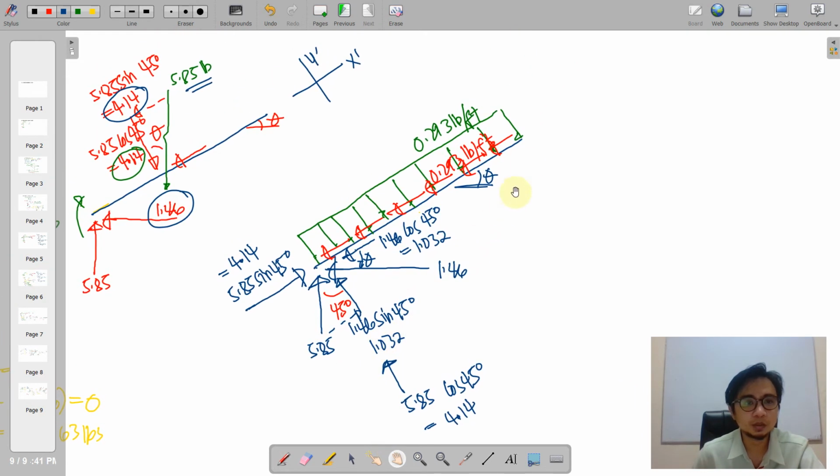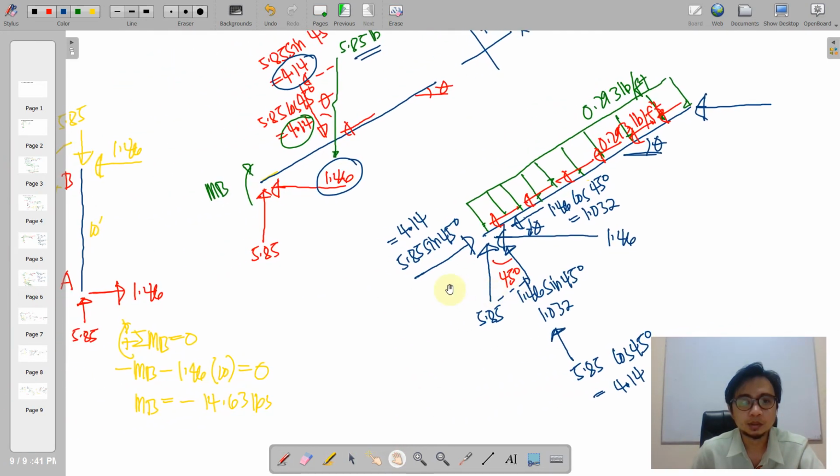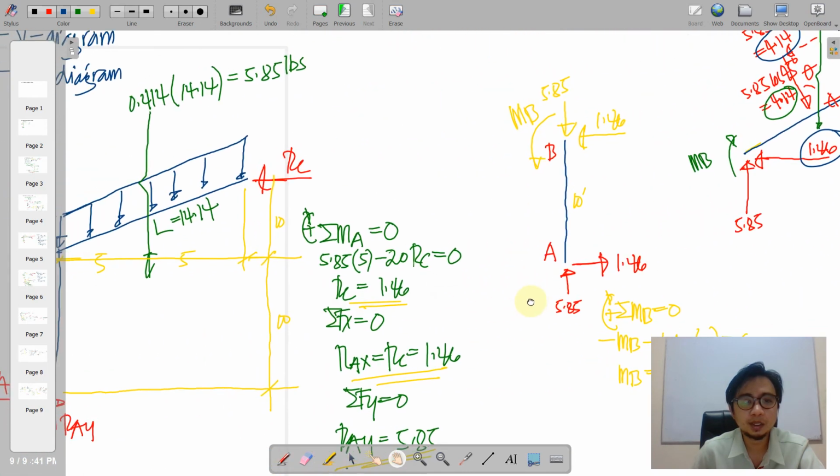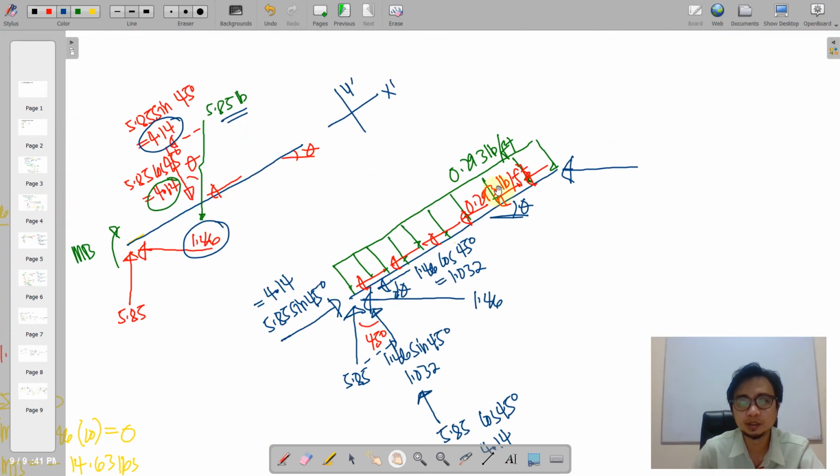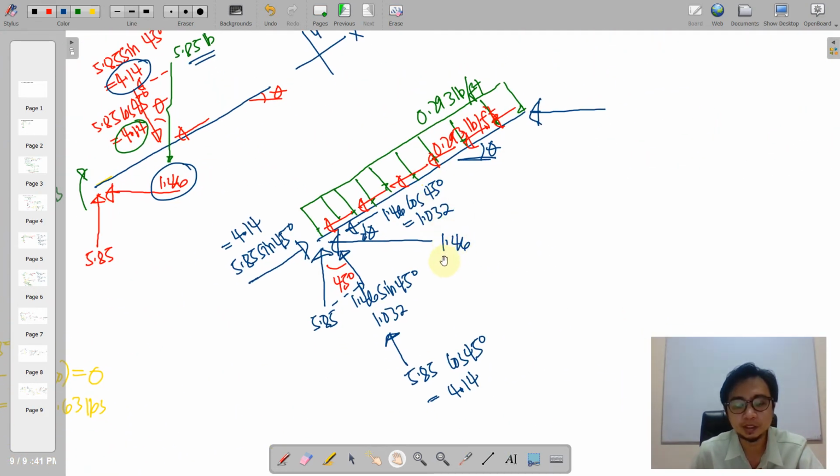We proceed to this joint here. Actually, we have a horizontal force here. Say that is our reaction. It was obtained a while ago. I think RC is equivalent to 1.46. Okay, so we're going to place here 1.46.